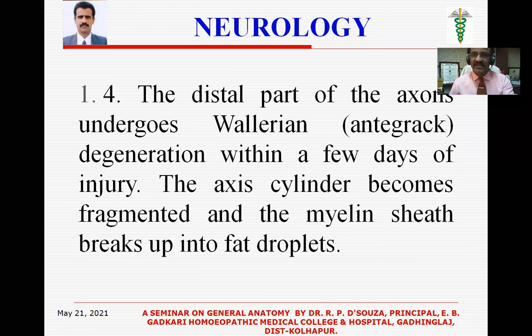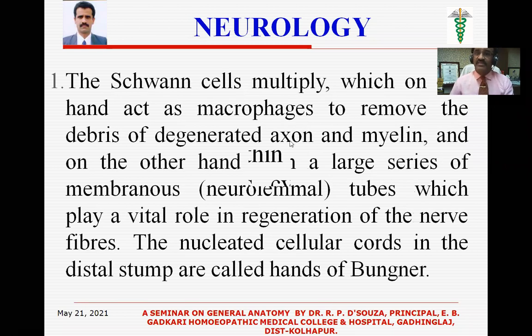The distal part of the axons undergoes Wallerian degeneration within a few days of injury. The axis cylinder becomes fragmented and the myelin sheath breaks up into fat droplets. The Schwann cells multiply, which on the one hand act as macrophages to remove the debris of degenerated axon and myelin, and on the other hand form a large series of membranous tubes, which play a vital role in regeneration of the nerve fibers. The nucleated cellular cords in the distal stump are called bands of Büngner.